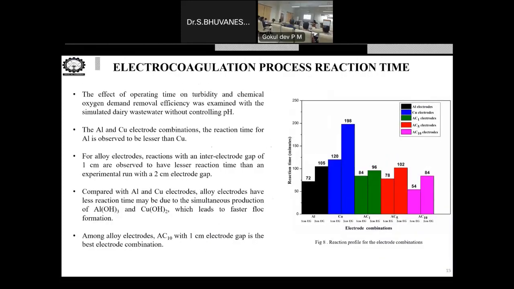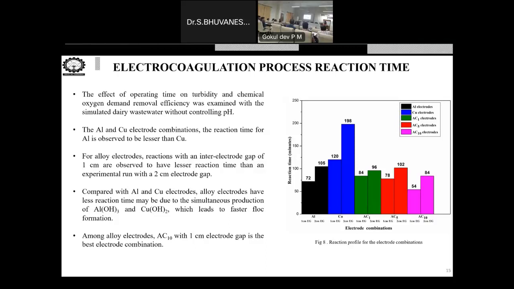For every electrode, for 1 centimeter electrode gap and 2 centimeter electrode gap, what is the minimum time? It is written on the top. The black color is aluminum. The first one is 1 centimeter inter-electrode gap and the second is 2 centimeter. Copper is blue, AC1 is green, AC5 is red, and AC10 is magenta. From that, you can see the optimum reaction time to get maximum removal of COD. So the reaction time is everything I have shown here.